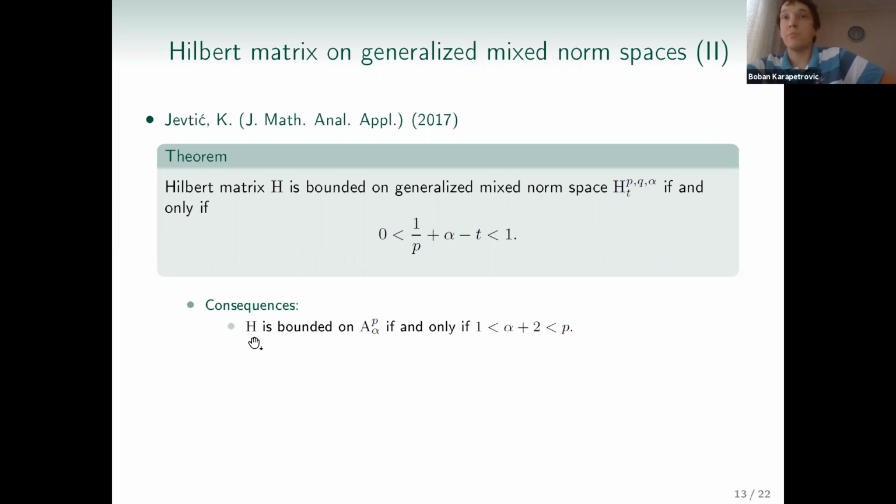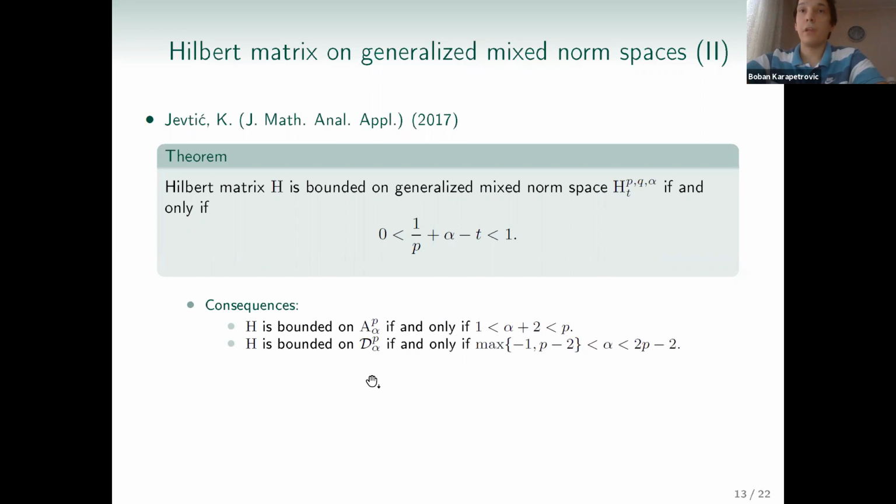The Hilbert matrix H is bounded on the weighted Bergman space A^P alpha if and only if alpha plus 2 is between 1 and P. Now we have this if and only if. And also we obtain the following interesting characterization of the boundedness of the Hilbert matrix on the weighted Dirichlet space D^P alpha. So we have this condition now: the maximum of these two numbers, minus 1 and P minus 2, is less than alpha, which is less than 2 times P minus 2.